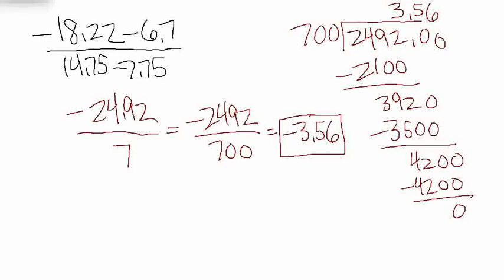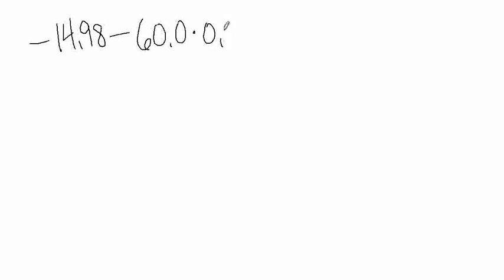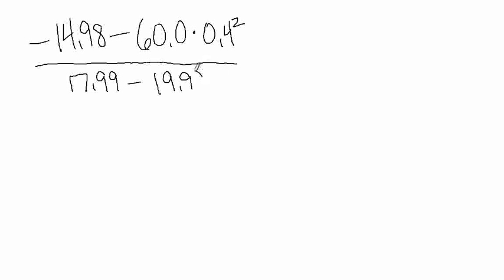Okay, let's do one more example. All right, please find minus 14.98 minus 60 times 0.4 squared all over 17.99 minus 19.99. All right, so pause the video and try to find an equivalent decimal now, please.